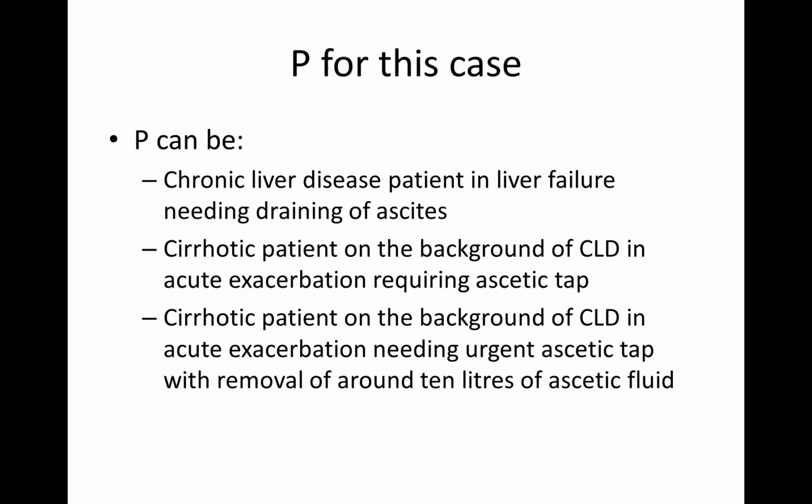So cirrhotic patient, cirrhosis stage, or end stage liver disease or advanced liver failure, you can replace it with advanced liver disease patient. You don't have to then say on the background of chronic liver disease, because it's an advanced chronic liver disease patient requiring urgent ascitic tap with large volume of ascitic fluid removal. Now, why is it important? Because the amount of volume is important. It tells you how much fluid will be removed from this patient and require replacement. So the volume is important.